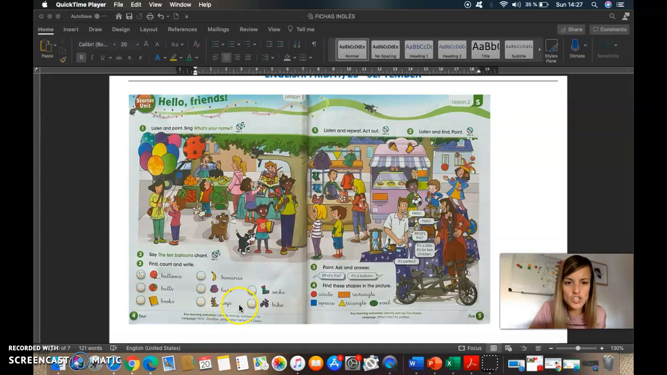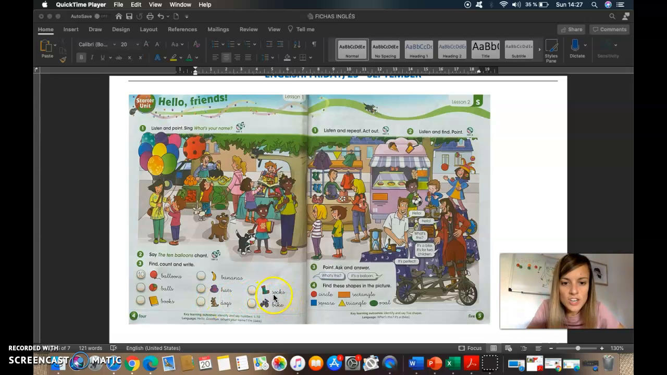How many dogs are there? Toby, this one, 2, 3. There are only 3 dogs, so write number 3 here. Number 3, the yellow balloon.